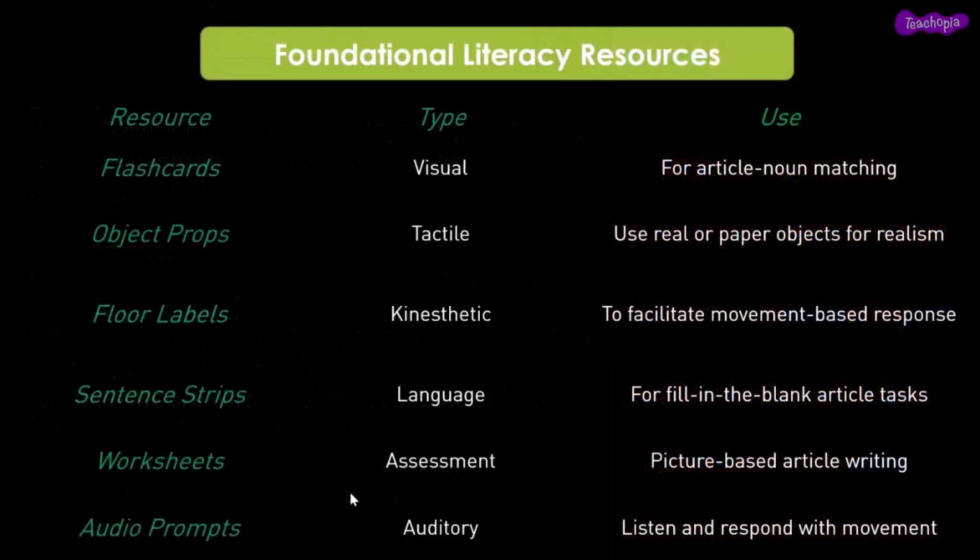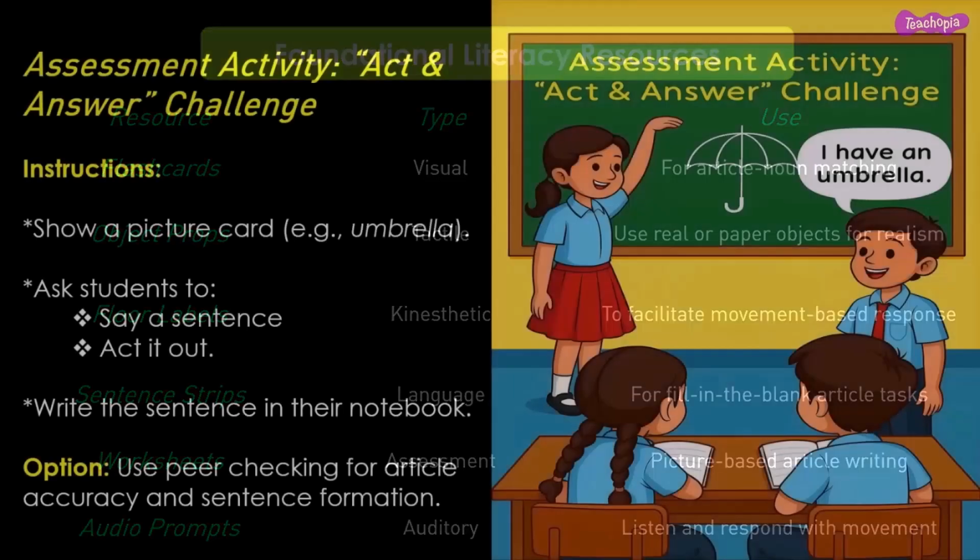The foundational literacy resources are as follows. Flashcards are the visual type which can be used for article-noun matching. Object props, which are tactile, can use real or paper objects to be more realistic. Floor labels, which is the kinesthetic type, facilitate movement-based responses. Sentence strips, which is the language type, are used for fill-in-the-blank article tasks. Worksheets are for assessment, which is picture-based article writing. And audio prompts, which is the auditory type, are used to listen and respond with movements.